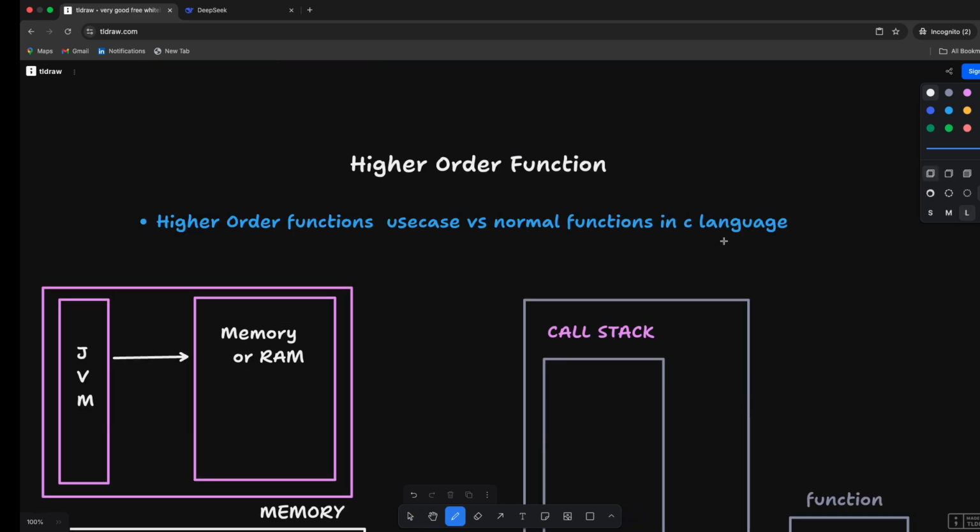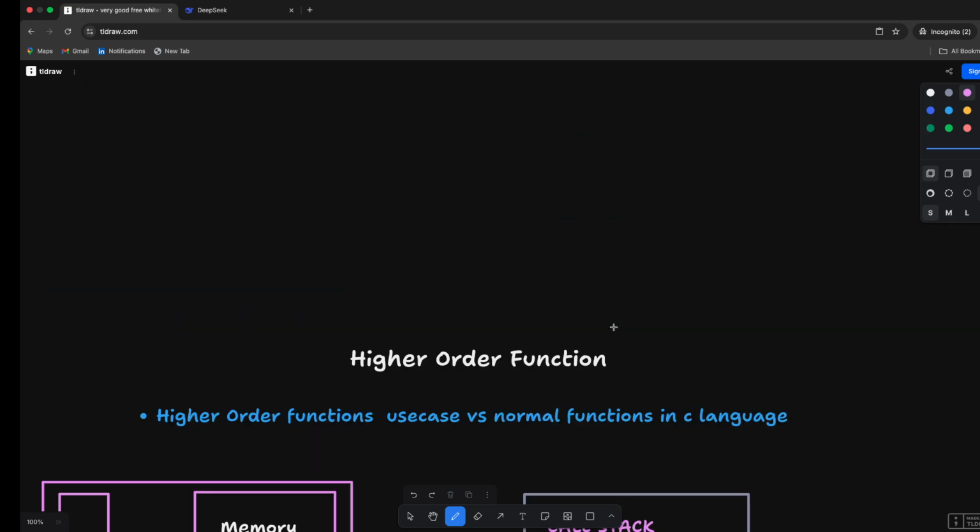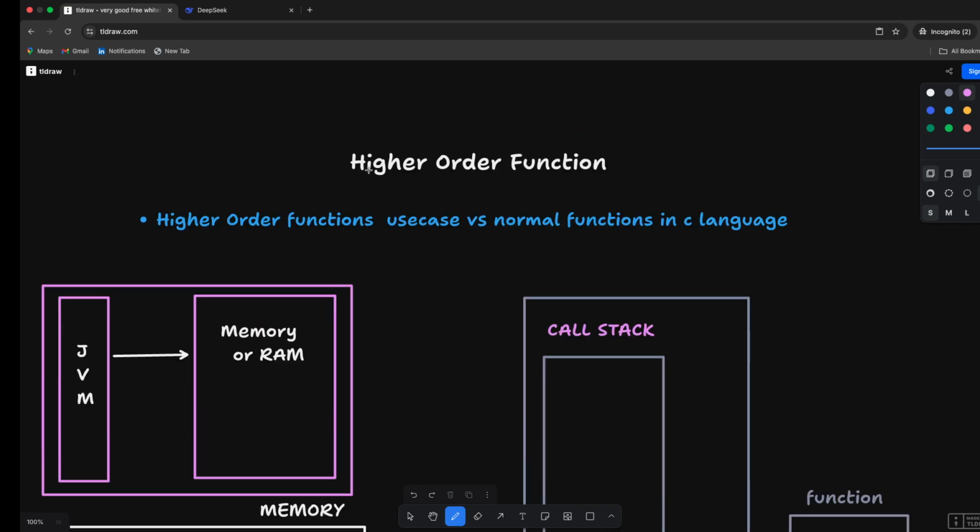We said that functions are higher order functions, so functions are basically first class citizens, right? They can be stored like objects. So basically you can store functions like objects.